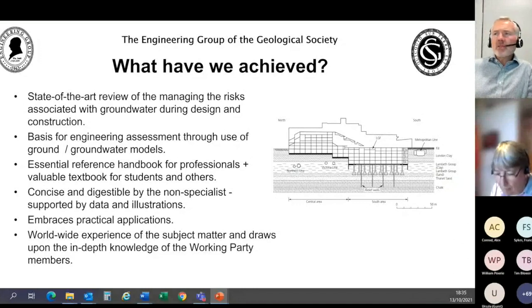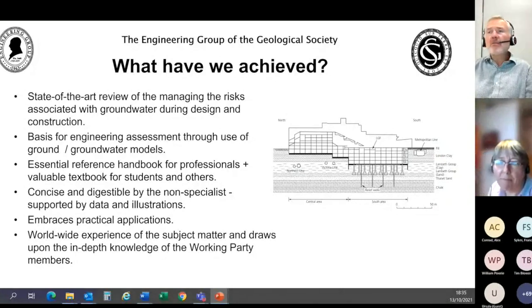The style is concise and digestible by the non-specialist, yet authoritative and up-to-date, and extensively supported by data and illustrations. The content embraces a full range of topics and latest research findings to practical applications of existing information. The book provides worldwide experience of the subject matter and draws upon the in-depth knowledge of the Working Party members and other publications on engineering geology of groundwater.